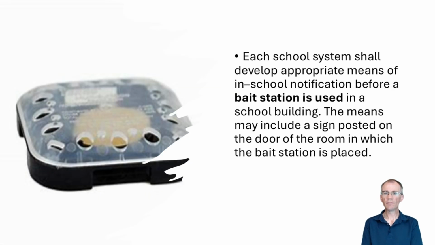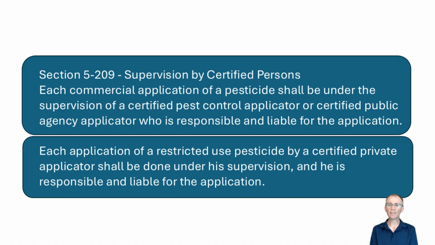Each school system shall develop appropriate means of in-school notification before a bait station is used in a school building. The means may include a sign posted on the door of the room in which the bait station is placed. Section 5-209, Supervision by Certified Persons.